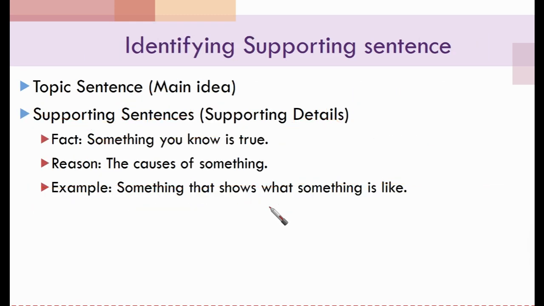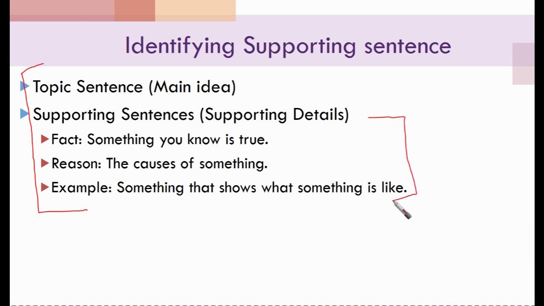Okay, so now it's your turn to write supporting sentences. I'll give you a very easy formula for writing supporting sentences. First, there is a topic sentence. Imagine this is a body paragraph, and it starts with what? First, it starts with the topic sentence, which is the main idea of this paragraph. Next are supporting sentences, or supporting details.